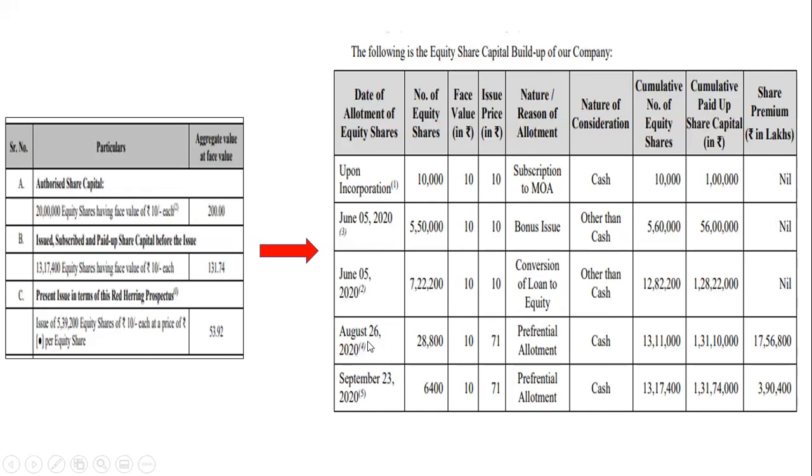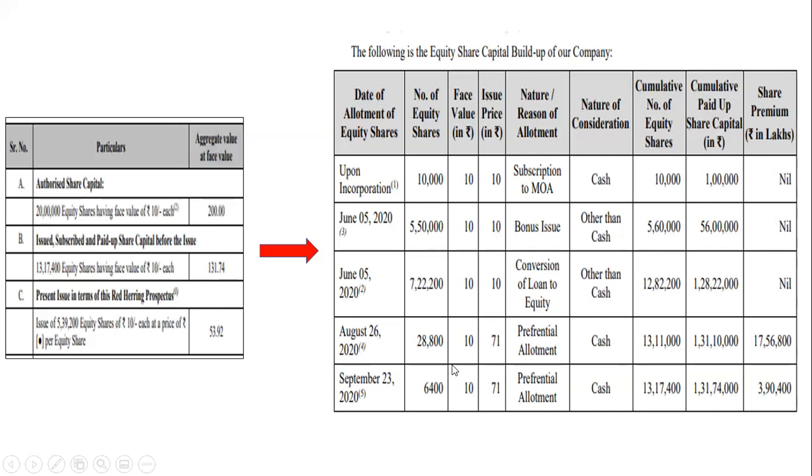Once again, in the month of August 2020, 28,000 new shares were issued on a preferential allotment. That means to the existing shareholders or maybe to their friends and relatives.